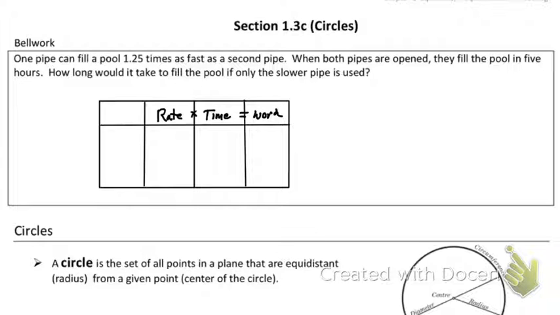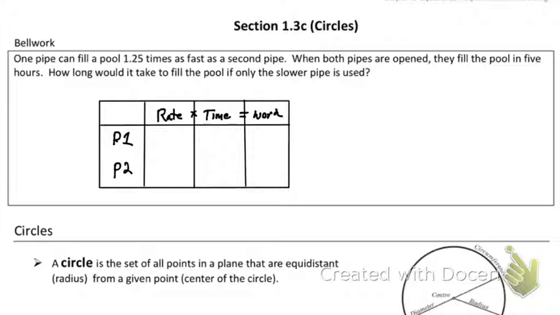I like to relate that to our speed problems, where we have rate times time equals distance. It's the same thing. The rate at which I work for the amount of time I have to work equals how much work I'm actually going to get done. In this particular problem, we actually have two pipes. We have pipe number 1, pipe number 2, and they're both doing some work. So let's go through the problem.